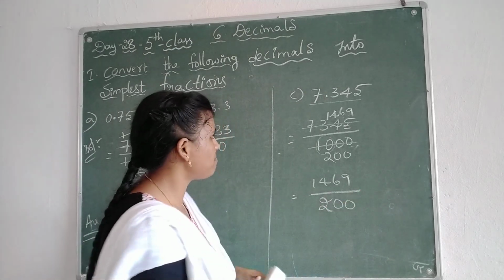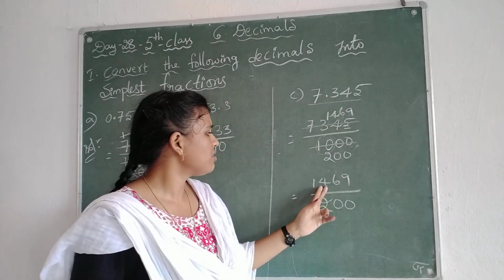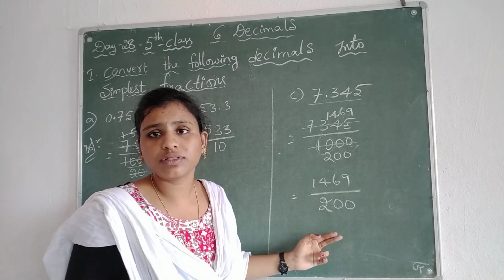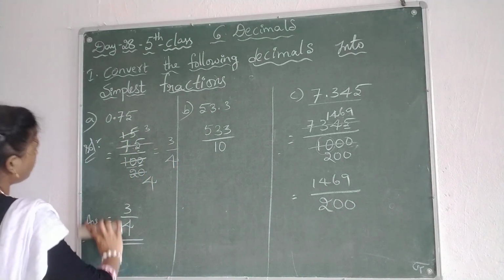So what is the simplest fraction of 7.345? That is 1469 by 2000. See, I will tell one more sum.